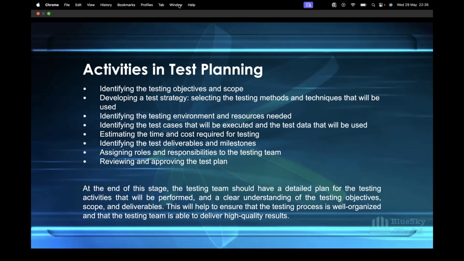So this will help to ensure that the testing process is well organized. You know, if you have all these menus, all these ingredients, then you will be organized. The same applies here. If you have everything in your test plan, you will definitely meet the right time for you to deliver your software application. It's just the same process. That's what a test plan does. It is well organized, and the testing team is able to deliver high quality results via a test plan. Next slide, please.